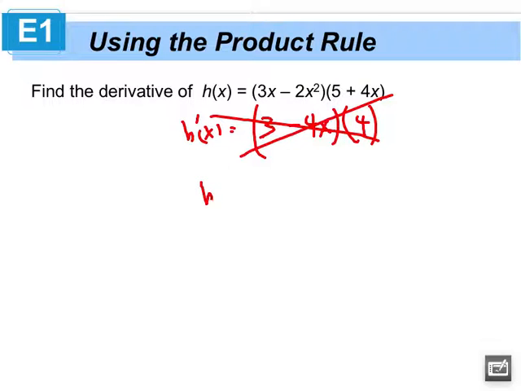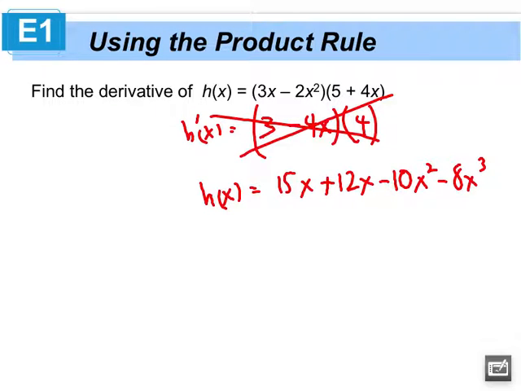Do you have that yet? 15x plus 12x minus 10x squared minus 8x cubed. This should be 12x squared? Yeah, sorry. Okay, so then we're getting 15x plus 2x squared minus 8x cubed. Are we all in agreement here? Yeah, okay, so multiply it out, then take the derivative.